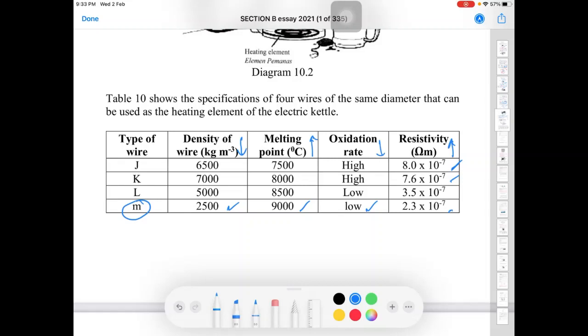Because the diameter of the heating element is actually the same. So maybe it is already thin. If current flows through, it is already hot. Then the resistivity is not too important because the wire is already thin. Maybe this question is not very good because they should not make this too small. So we ignore that one, but you have made a choice. The suitable one is actually M.